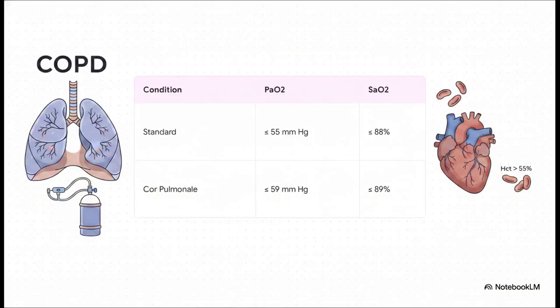Burn these numbers into your memory. Providing home oxygen is one of the only interventions actually proven to improve survival in COPD. The standard indication is a resting PaO2 of 55 or less, or an O2 sat of 88% or less on room air. But if the patient has cor pulmonale, right heart failure, or a hematocrit above 55, that threshold bumps up just a bit to a PaO2 of 59 or a sat of 89%.